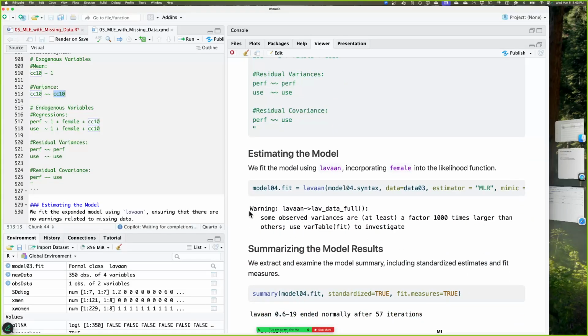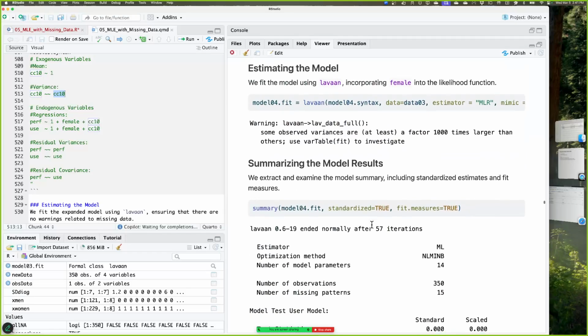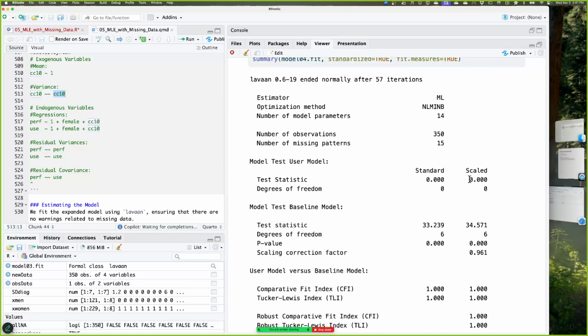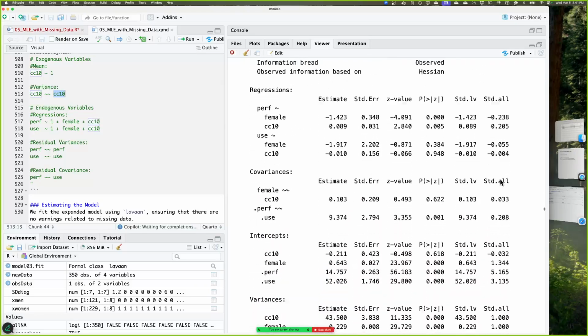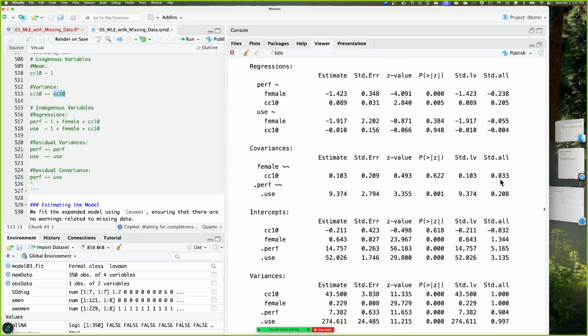It estimated just fine. It warned us that some observed variances are at least a factor of 1,000 times larger than others. Yeah, that's because the variance of a binary variable is the mean times 1 minus the mean, or probability times 1 minus probability. So that variance is going to be between 0 and 1, and some of our variables have variances of 1,000. Yeah, that's going to happen. What happens when you stick that in the model? Hey, look, 0 degrees of freedom and a 0 test statistic. That's saturated. Hooray. That's at least solved. Correct. Congrats. We can take a look at our information from our output now.